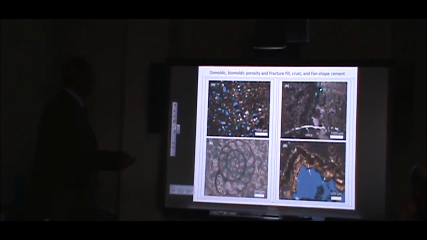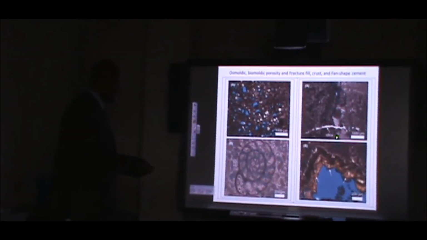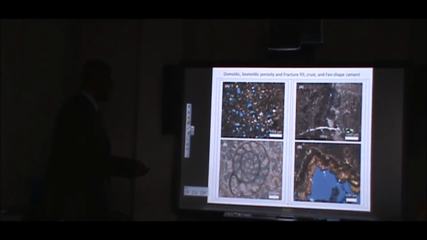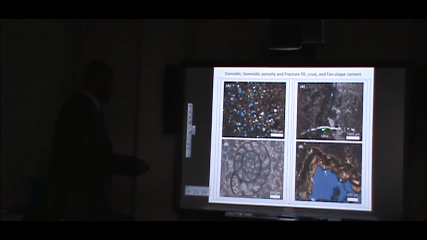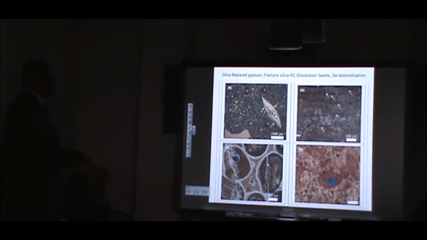And here we have the fractures. The first phase was filled by carbonates, and then the second phase cross-cuts the fill of the first phase, and then it was filled with silica. And we have cements. Here we have thick crust cements, and we have toroidal fan-shaped cements. Here we have replacement. This is a gypsum crystal replaced by silica, and here carbonate ooids, the cement replaced by silica, the fractures filled by silica and the pores filled with fan-shaped silica.